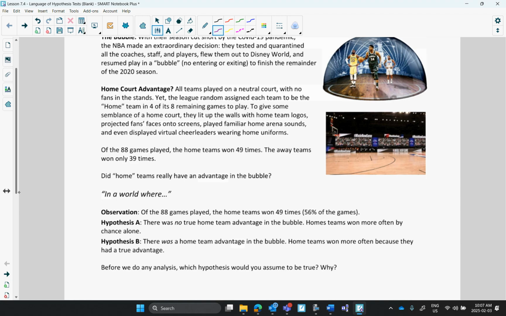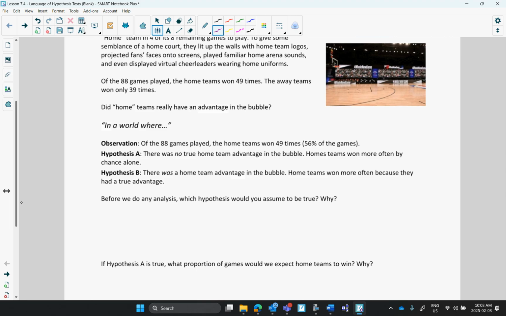Out of all of that, of the 88 games that were played, the home team won 49 times, which means the away teams won only 39 times. So the question is, do home teams, or did home teams, have an advantage in this bubble? Just like we've been doing before, we can look at an initial inspection and then have to look a little bit deeper with statistics. So the observation right now is that of the 88 games played, the home team won 49 times, or 56%.